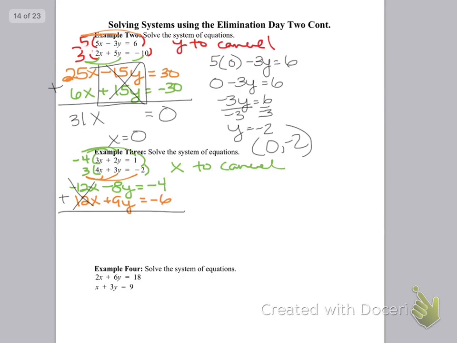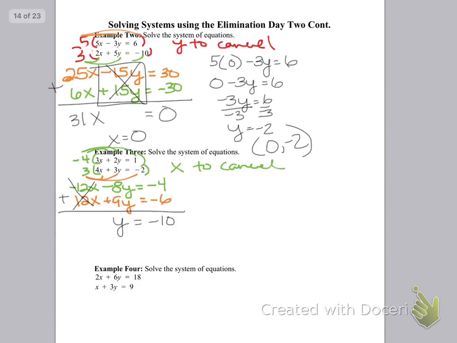Now I've got negative 8y plus 9y. That gives me y left over. Negative 4 minus 6 gives me a negative 10. And there's nothing to solve there because there's no coefficient in front of y. But keep in mind, I'm not stopping here. I need to go back and find what my x value is.